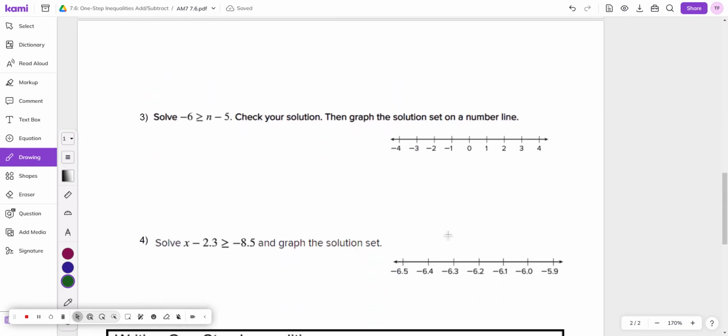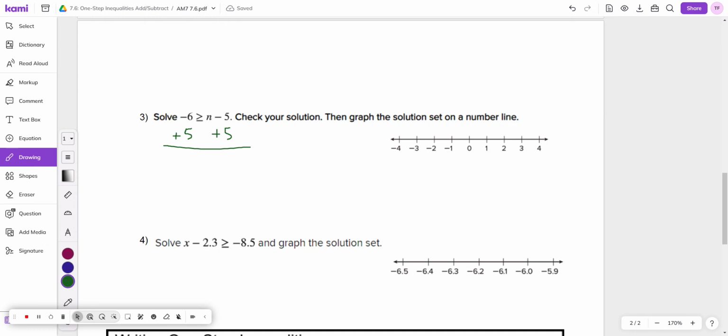All right, looking at this one, I have negative 6 is greater than or equal to n minus 5. A lot of teachers will say just reverse it. I don't recommend that at all because that's just one more thing that could go wrong. So we'll just deal with it the way that it is, and I'll talk you through it. So I see on the side with the variable, I have n minus 5. In order to get rid of that 5, I'm going to add 5 to both sides. So that's my strategy, add 5 to both sides.